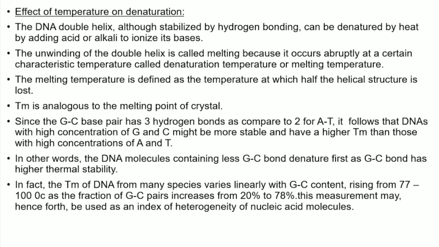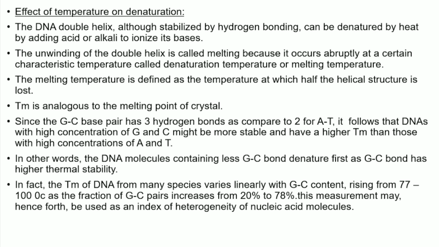The effect of temperature on denaturation. The DNA double helix, although stabilized by hydrogen bonding, can be denatured by heat or by adding acid or alkali to ionize its bases. The unwinding of the double helix is called melting because it occurs abruptly at a certain characteristic temperature called the denaturation temperature or melting temperature. The melting temperature is defined as the temperature at which the helical structure is lost.